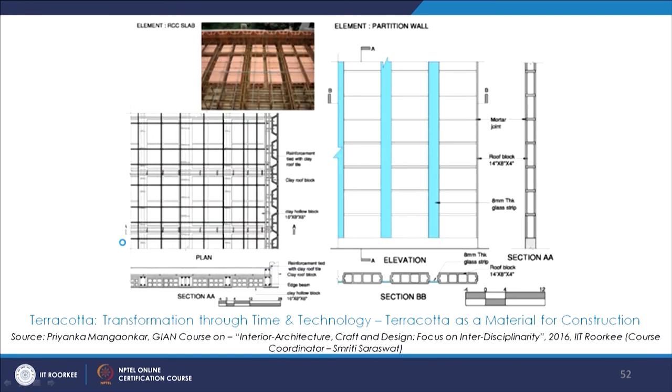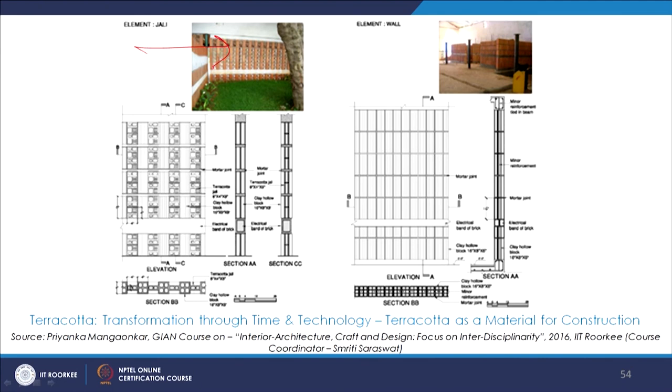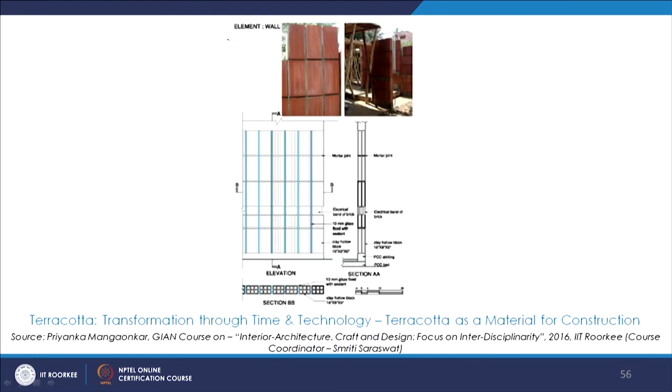And also we see the use of terracotta now in different elements. So we see a partition wall being made out of terracotta. We see the parapets being made out of terracotta. Again, here we see jali. This is again a wall. Parapet and wall. Here also wall.